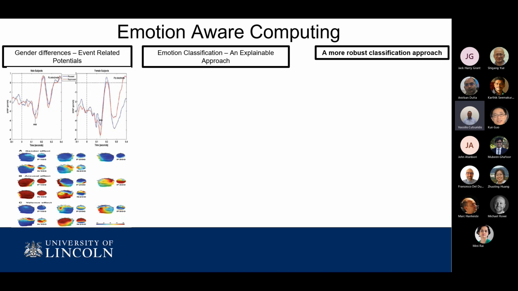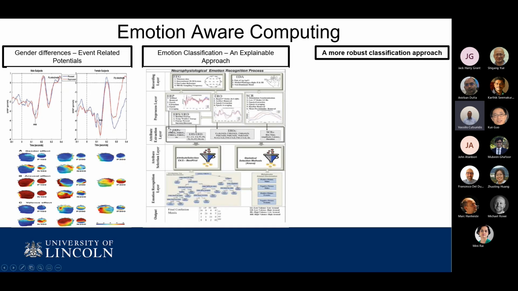We found that there are gender differences in those responses. Males respond either with the left or with the right hemisphere, but on the other hand, females tend to activate both hemispheres simultaneously. This was a study published in Brain Topography and was among the best and the early gender differences studies.